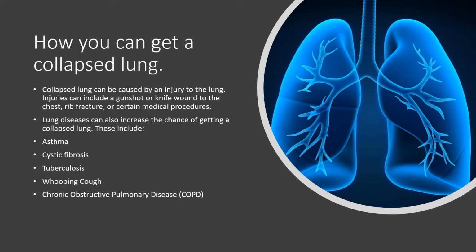And then also, you can have some lung diseases that increase your chances of getting a collapsed lung. The most common one is asthma. Another one is cystic fibrosis, tuberculosis, whooping cough, and chronic obstructive pulmonary disease, also known as COPD. The picture to the right is just two healthy looking lungs.